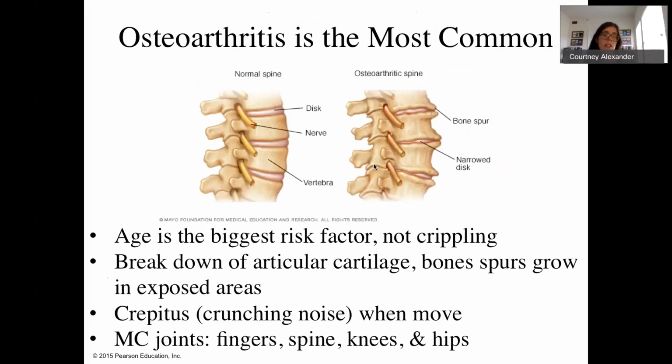So osteoarthritis, this is what you typically think of when you think of arthritis. Age here is the biggest risk factor, and it's not a crippling disorder, so you can still move. But there's a breakdown of our cartilage, and you can start to develop bone spurs in those exposed areas. So you'll hear crepitus, which is a crunching noise when you move, not the typical snap and crackle that most of us feel or hear when we move our joints, but a crunching like paper. And the most common arthritic joints are going to be our fingers, our spine, our knees, and our hips.